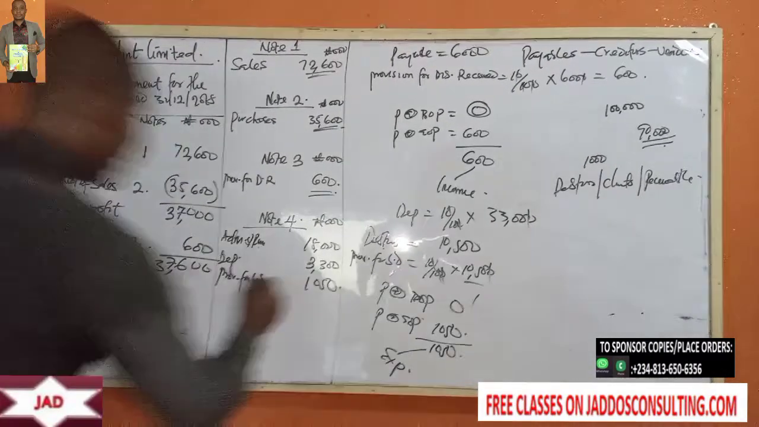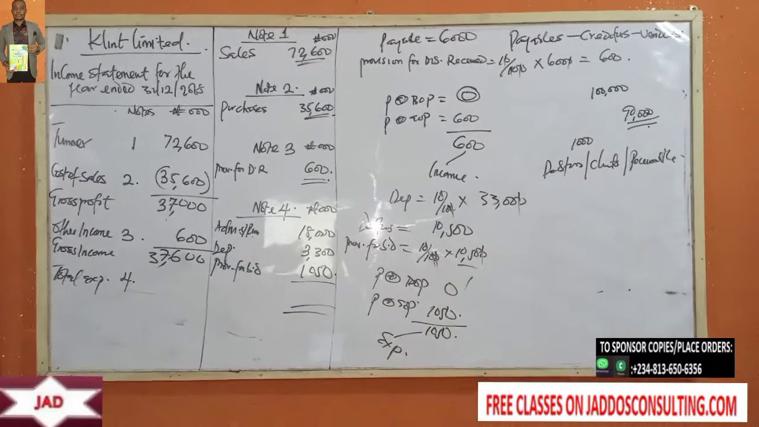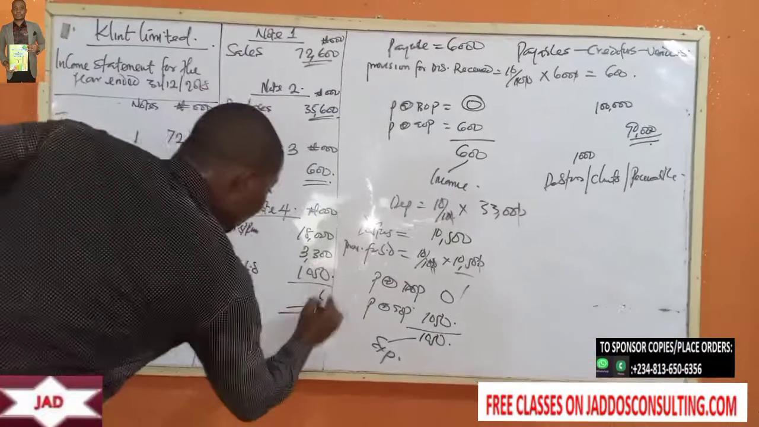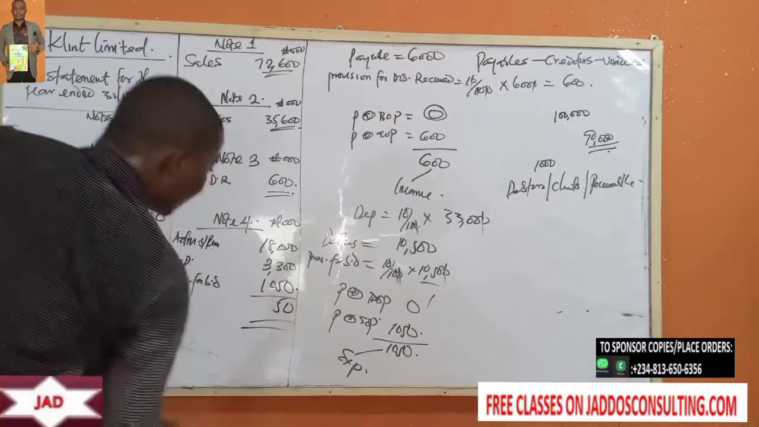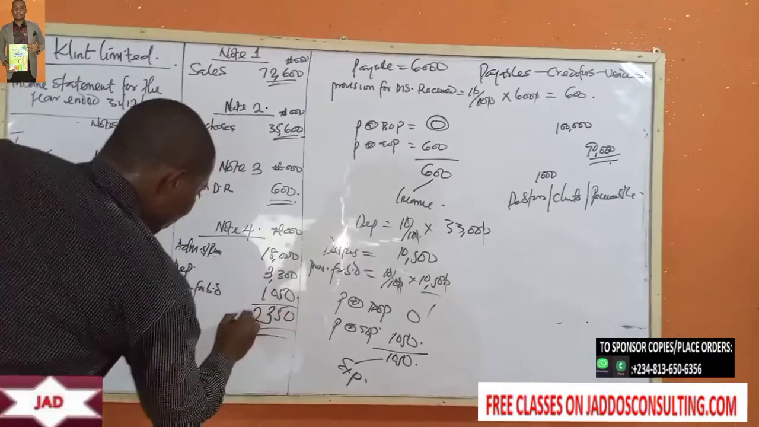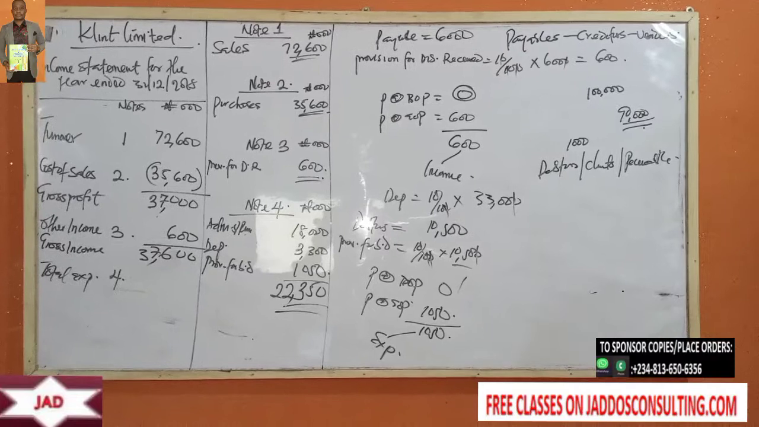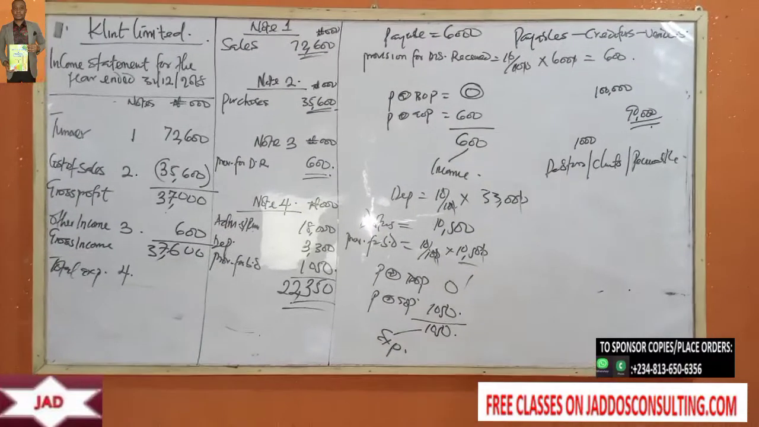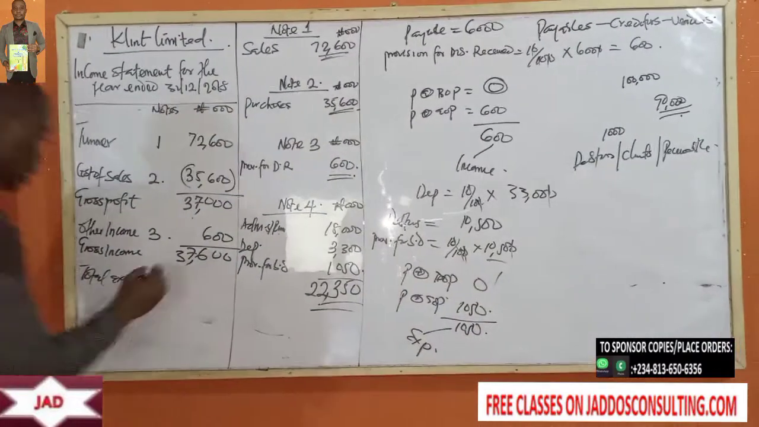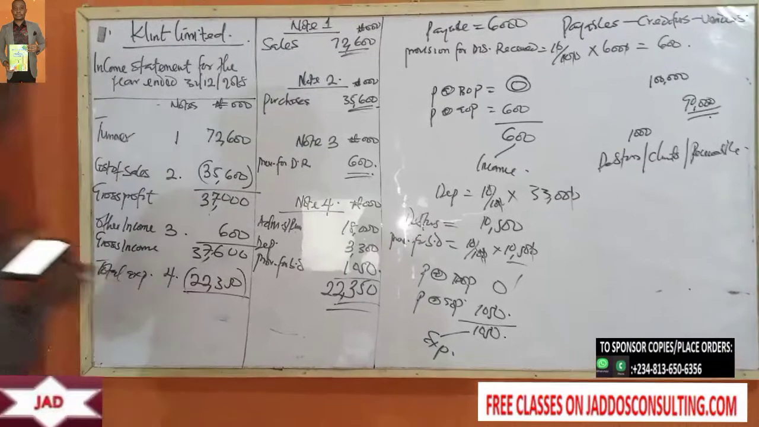So let's total the expense there. Let's check with our calculator: 18,000 plus 3,300 plus 1,050 gives 22,350. So that's our total expense here.